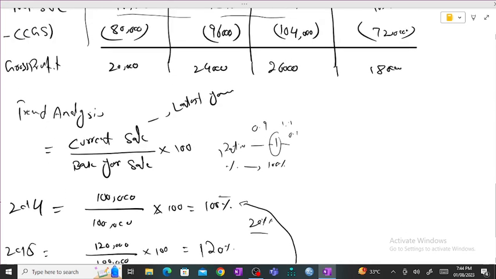Now what we have to do is common size analysis, or the vertical analysis. Let's come to that point. Common size analysis.